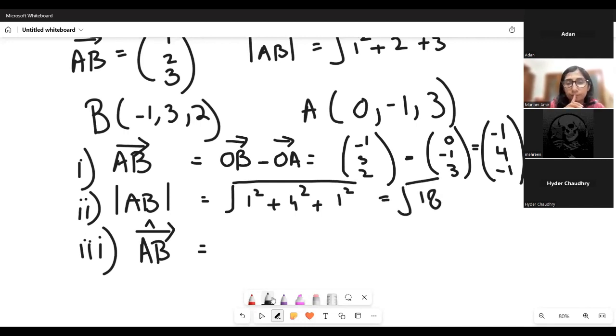मैम, ये OB minus OA है, ये I, J कैसे भी किया जा सकता है? कैसे किया जा सकता है? I, J में लिखकर. हाँ, किया जा सकता है, बिल्कुल किया जा सकता है. So AB can be written as -I plus 4J minus K.